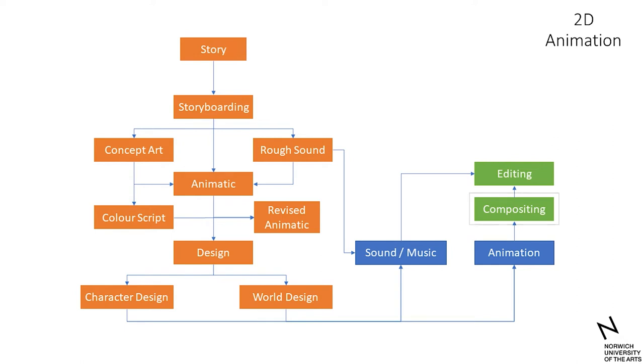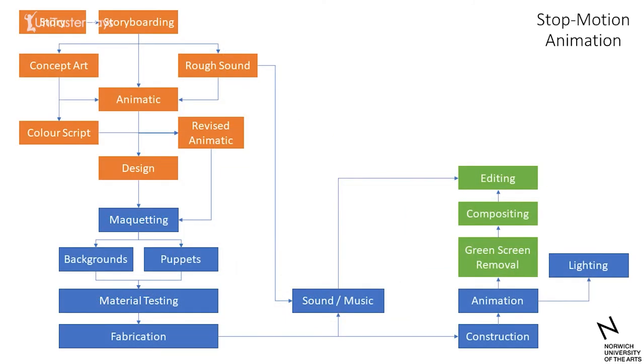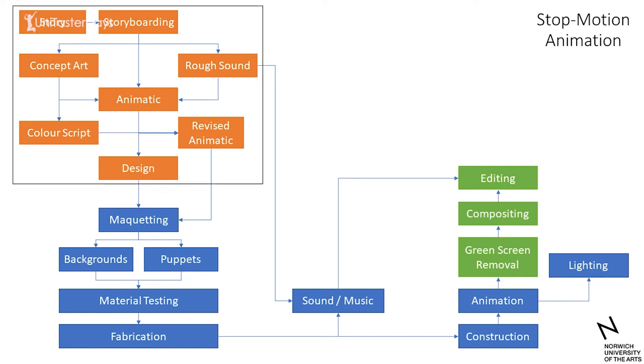When we say compose the film or compositing, here what we mean is bringing multiple layers together. Because the background artists would have done the backgrounds on a separate layer, character animators would have animated the characters in a separate layer. These will be brought together. And then we add the sound, we take the final images, and we edit it together to give the final film. The pipeline is not so different when it comes to stop motion animation, with a good chunk of the pre-production part, which is in orange, staying the same.